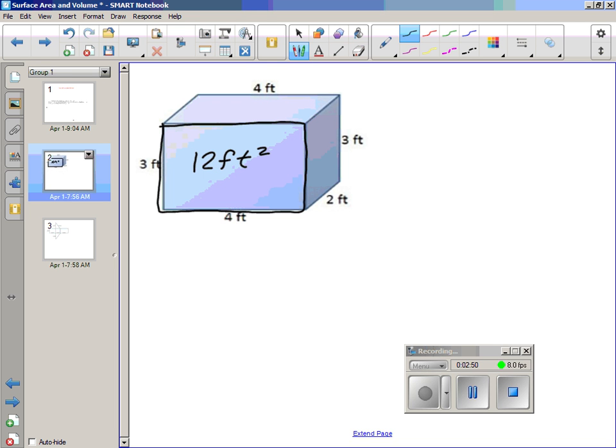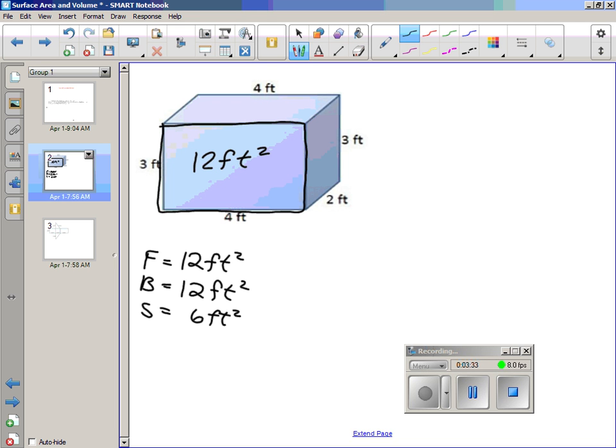Now, if we know the front and the back, what's the total square footage of the front and the back? If the front is 12 feet squared, what does the back have to be? Back has to equal 12 feet squared. See, now I don't have to draw the net, because now I can go to this side right here and say, what's the area of this side? 6, because we go 2 times 3. Okay, so one side is equal to 6 feet squared.